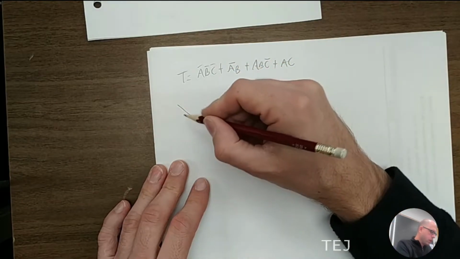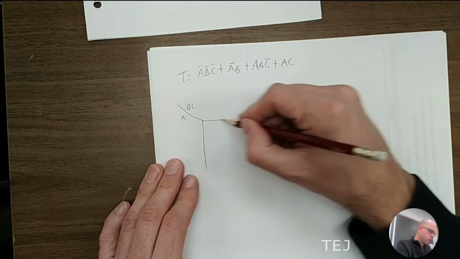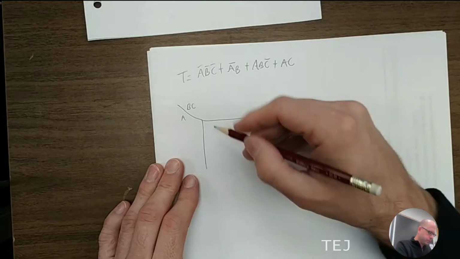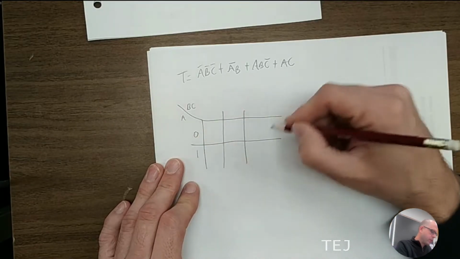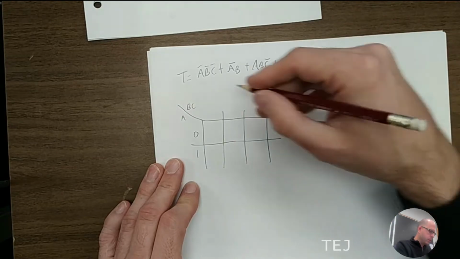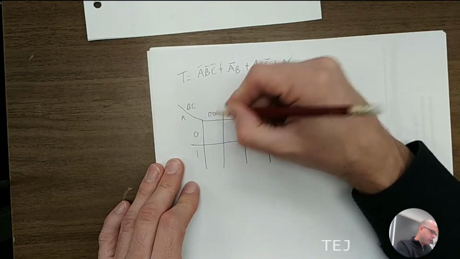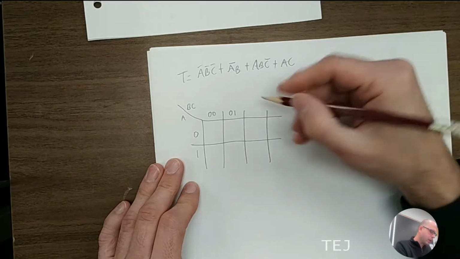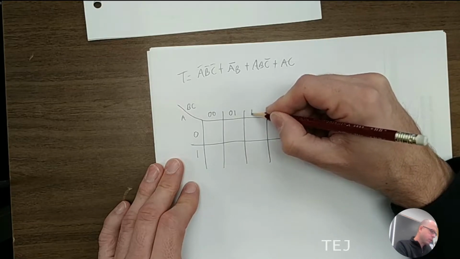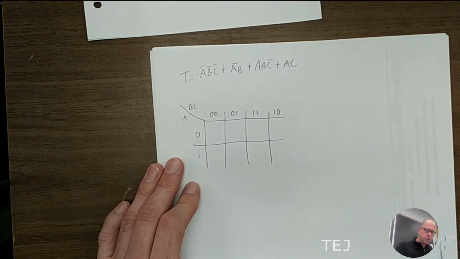Remember, we're going to have A with the rows, and then B, C in the columns. There are only two possibilities for A, 0 and 1, but four possibilities for B and C, and we want the values of B and C to follow gray codes. So we have 0, 0, followed by 0, 1, and because we can only change one bit at a time with gray codes, the only possibility here is 1, 1, then finally 1, 0.